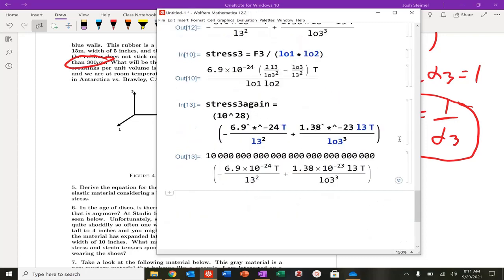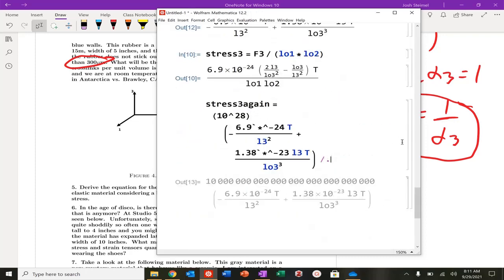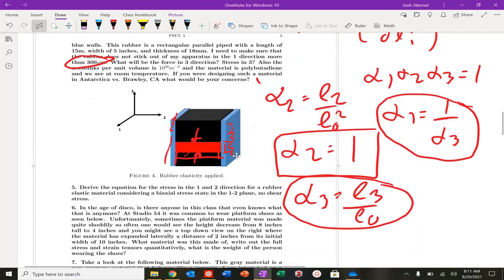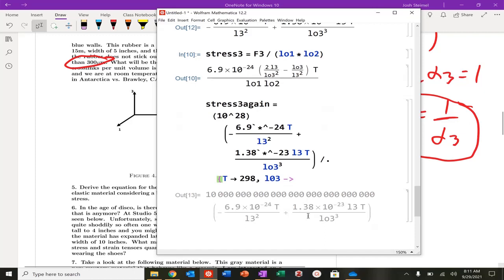So, what is my kT? My T goes to 25, or actually 298. My L naught 3 goes to what? So what was my initial? It is 18 millimeters. So let's go ahead and pick that out. Equals 18 millimeters. So basically 18 times 10 to the minus 3. And then finally, my L3. I can solve for L3 in this problem.